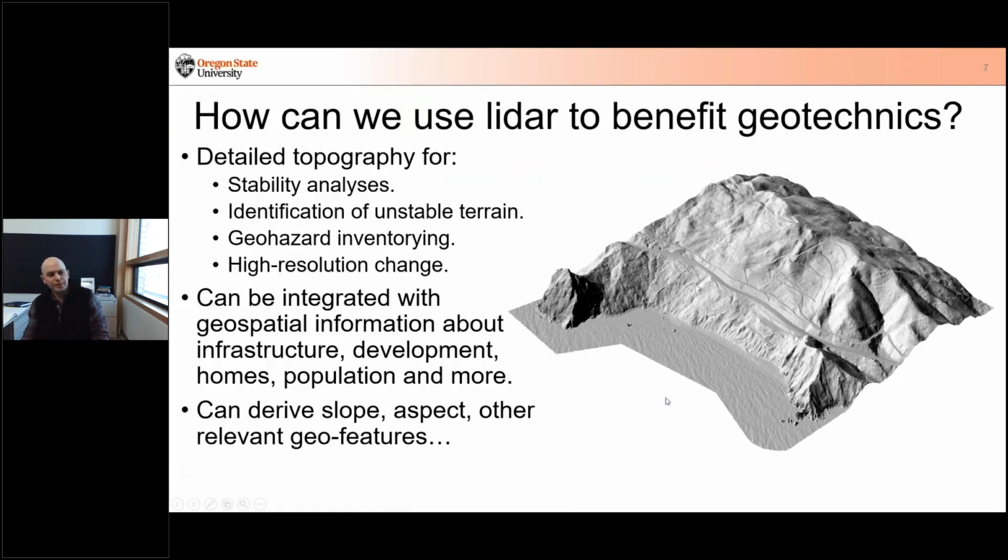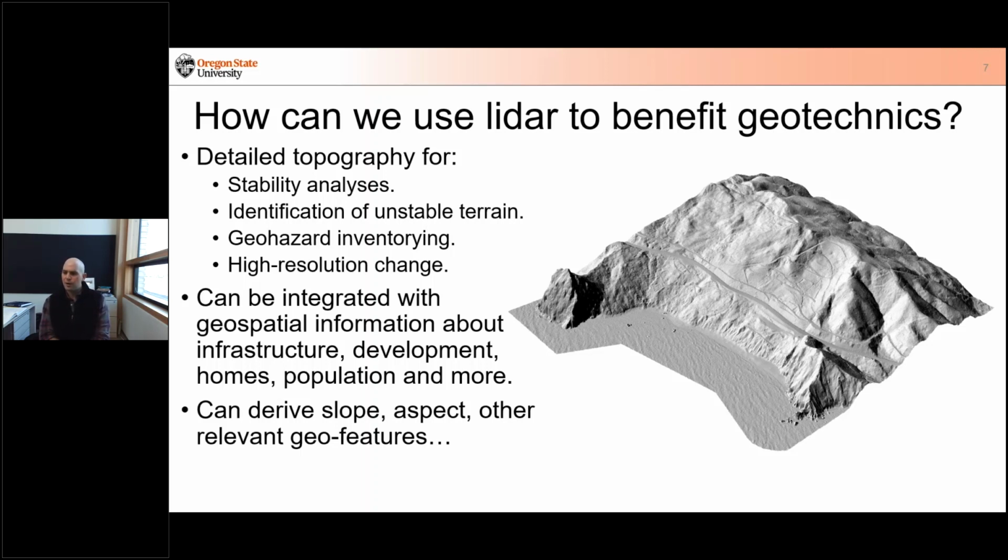How can we use this to benefit a lot of the things we do? Well, the list is too long for one slide, but I'll focus on a few things here. What we have is detailed topography. That's what we get from this. And that's useful for lots of things, including stability analyses, identifying unstable terrain, inventorying geohazards, for example, landslides. This has been a godsend for that. As well as if you have several data sets of LiDAR for the same place over time, you can measure change.